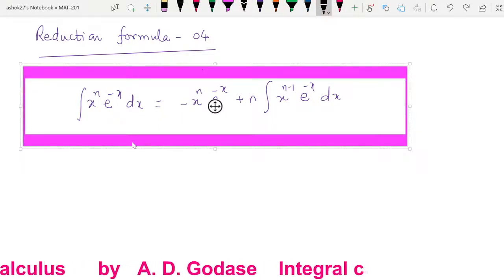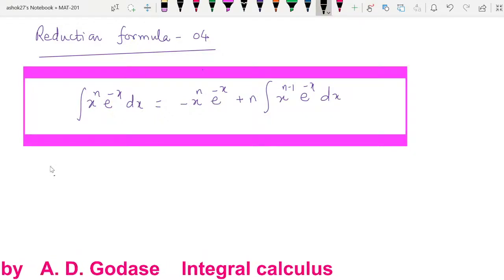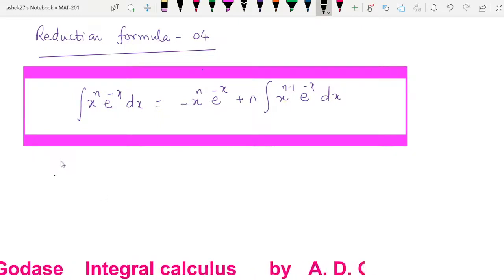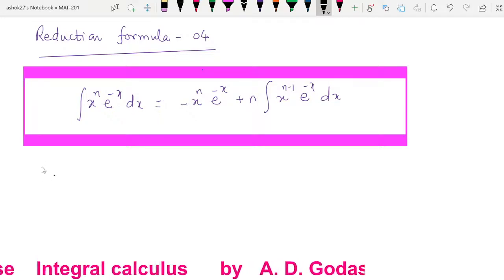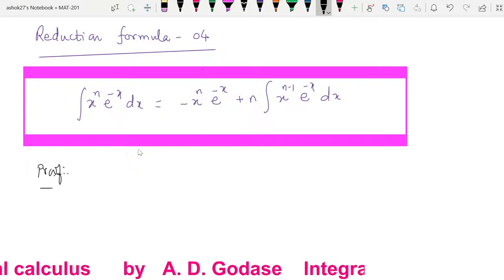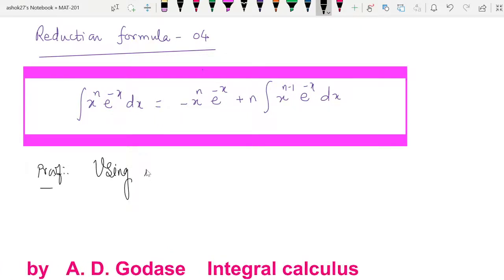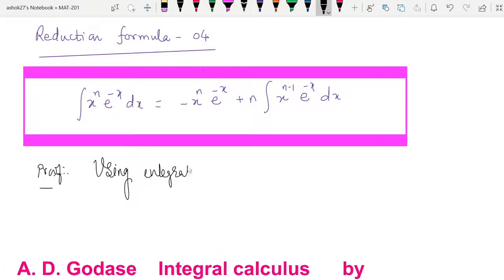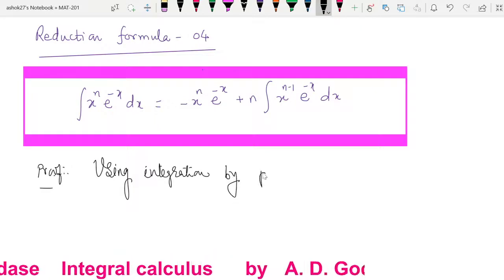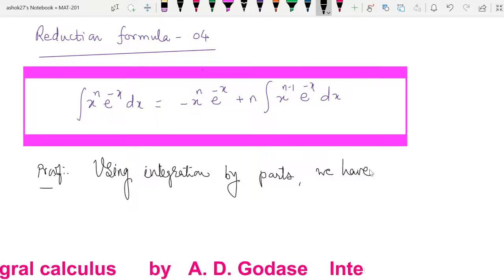First we'll derive it. The derivation is quite simple and straightforward. Directly using integration by parts, you can write it. So for the derivation or proof, using integration by parts, we can write.